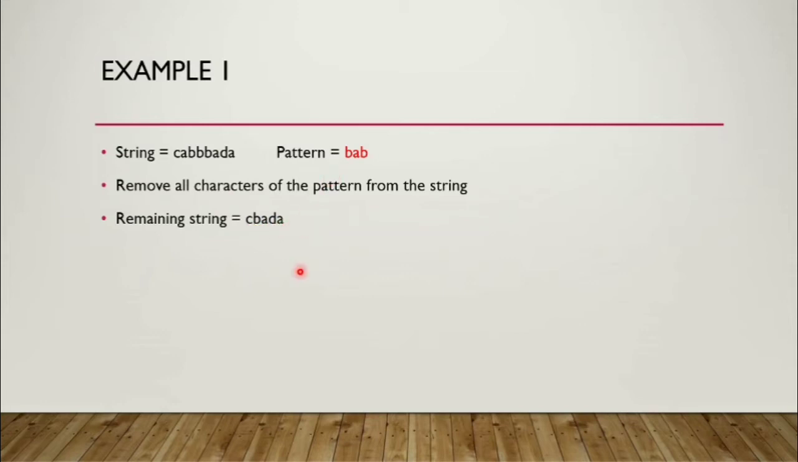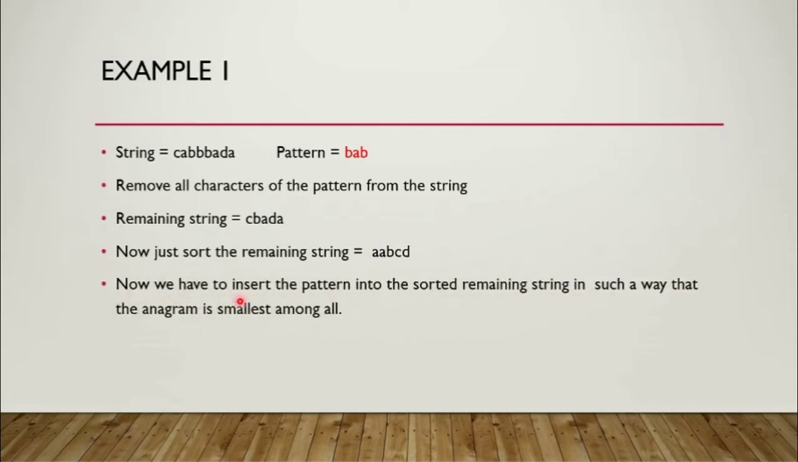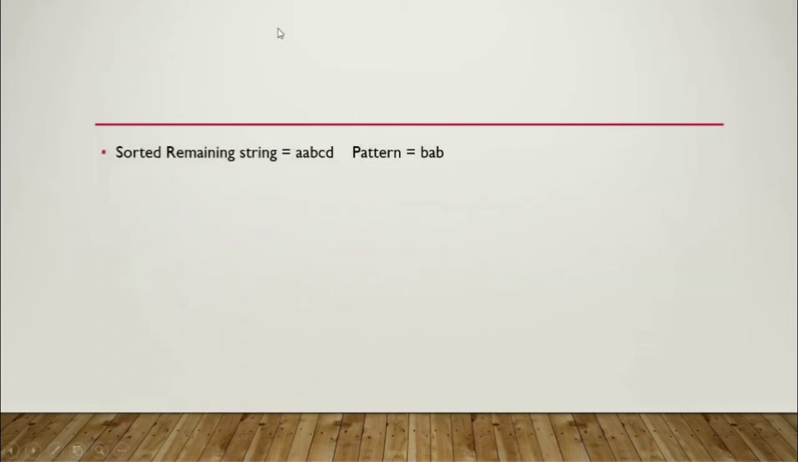Now the second step is we have to consider this remaining string and sort it. After sorting CBADA, we will get AABCD. Now we have to insert the pattern into the sorted remaining string in such a way that the anagram is smallest among all. So here the sorted remaining string is AABCD.